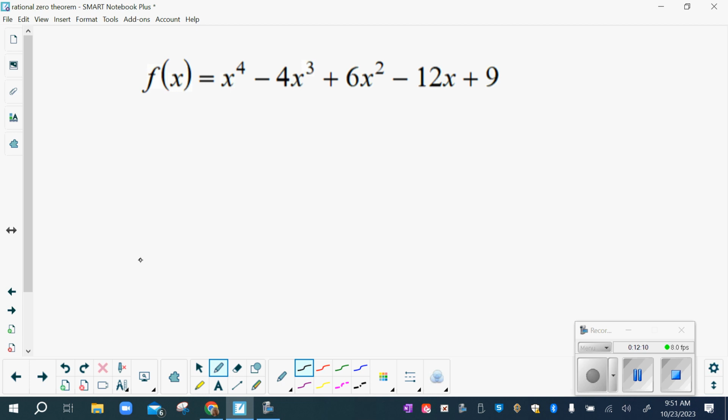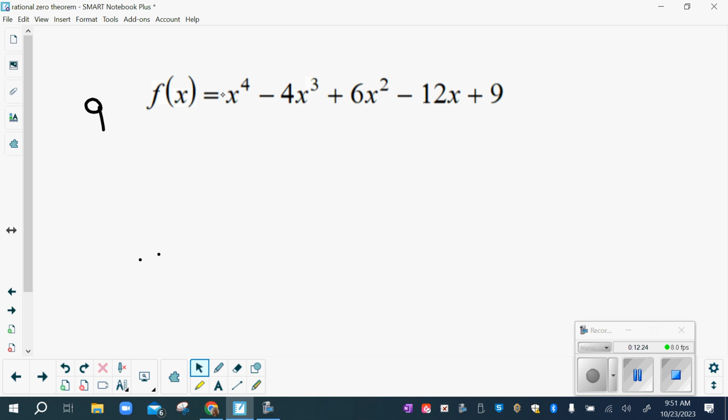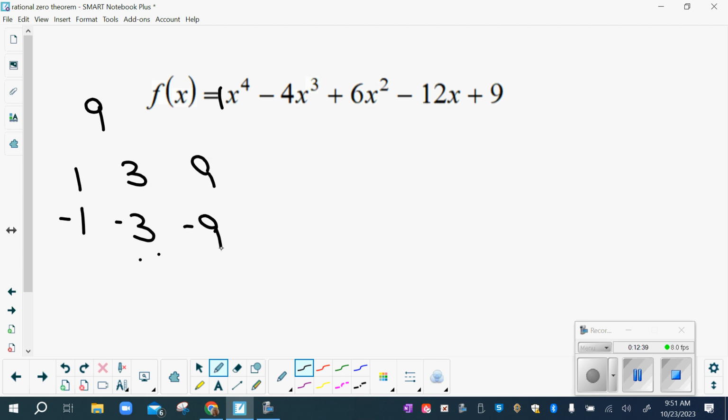So the first thing that you're going to do is figure out what are my options. I don't have to worry about that 1, so I'm not going to worry about him. Well, let's think of the things that go into 9. 1 does, and -1. 3 does, and -3. And 9 does, and -9. Now, I'm telling you, I wrote these nicely, so it's probably going to be one of these.